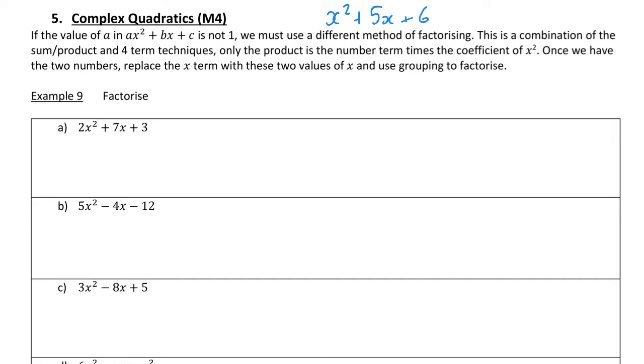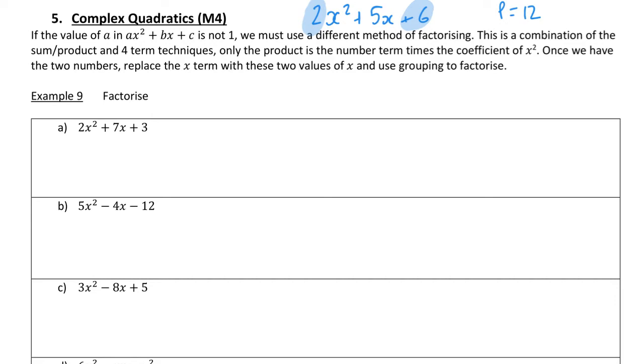But now we're going to look at it if we have a coefficient of x squared which is not 1. So something like 2 or 3x squared. And what we do is we use a combination of the sum and product and four terms method. Only this time the product is the product of the coefficient of x squared. So in this it would be the 2 and the 6. So the product here would be 12 rather than 6 as it has been before. We then look at our two numbers. We replace the x term with these two values of x, and then we group to factorise.